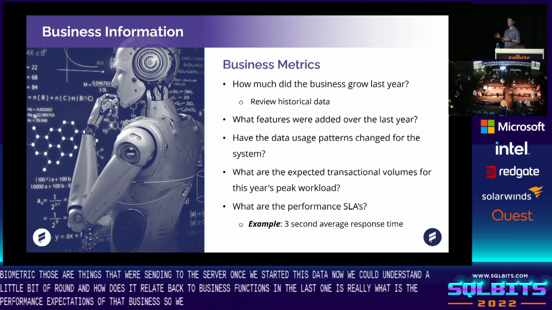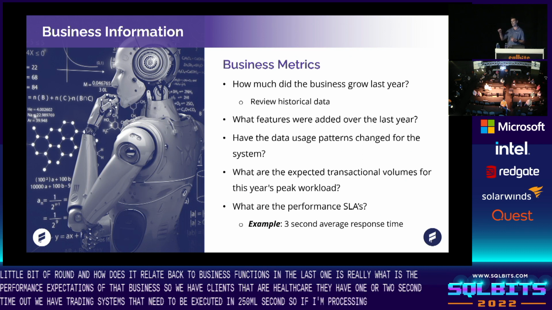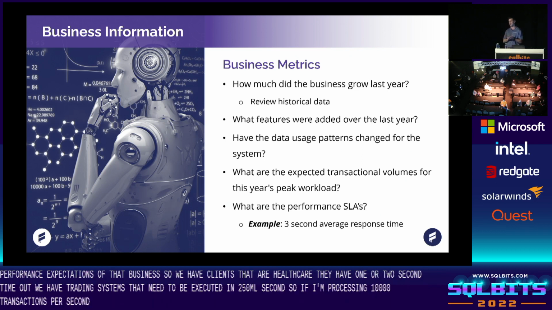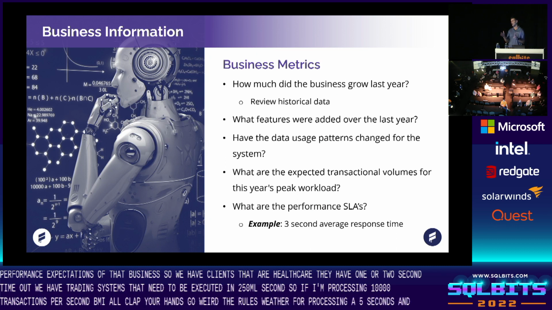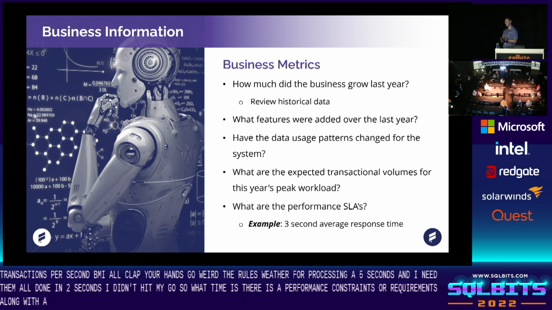So we have healthcare clients that have 1 or 2 second timeouts. We have trading systems that need to be executed in 250 milliseconds, right? So if I'm processing 10,000 transactions per second, we might all clap our hands and say we actually have our goal. But if they're processing at 5 seconds and I need them all done in 2 seconds, I didn't hit my goal. So a lot of times there is a performance constraint or requirement along with a volume metric or objective as well.